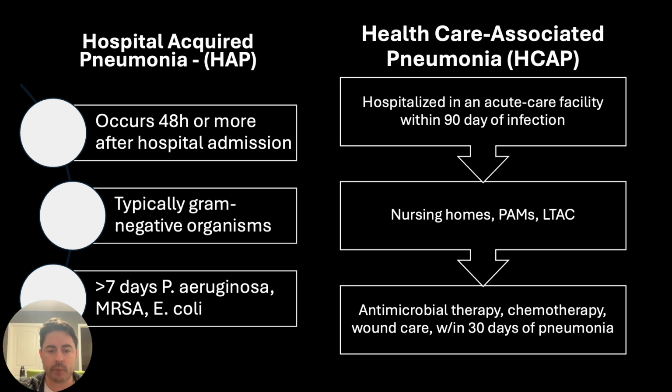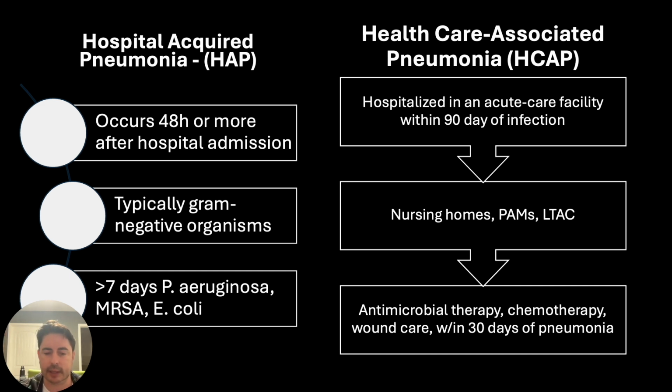So usually when we have patients that get a hospital-acquired pneumonia that's more than 7 days, we're looking at Pseudomonas or MRSA or E. coli. All of these are not typically going to respond to your typical penicillins. Now, there's a difference between hospital-acquired pneumonia and healthcare-associated pneumonia.